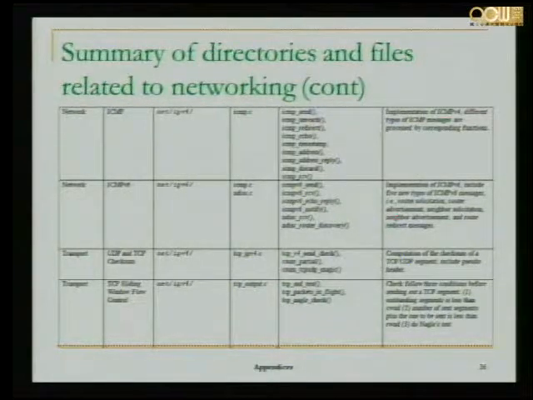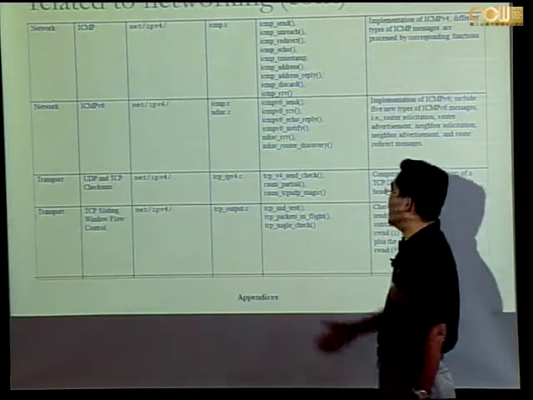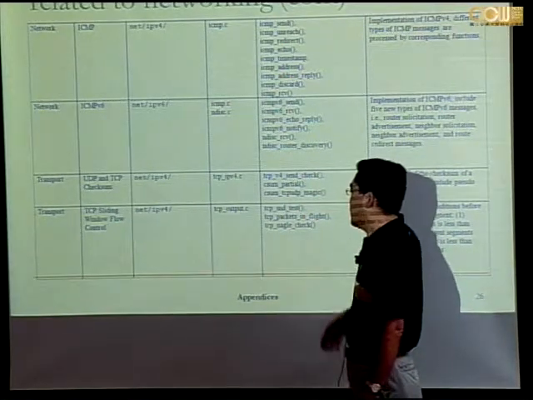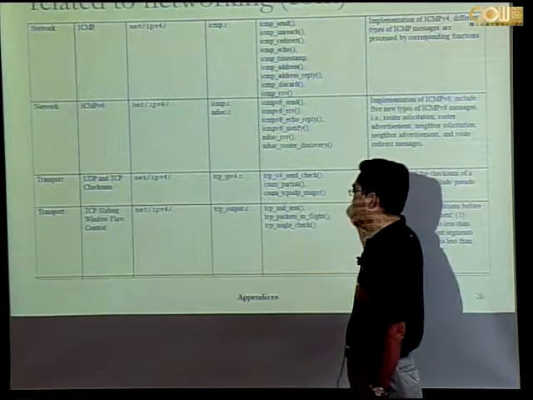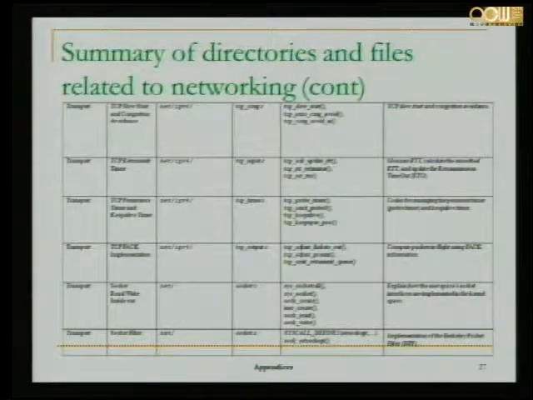And then into the transport layer, you will see UDP and TCP checksum, the checksum for UDP and TCP. And also TCP sliding window flow control. And this is a big implementation within this file. You will see some very complicated TCP flow control and congestion control here. And slow start, congestion avoidance, also TCP retransmission.